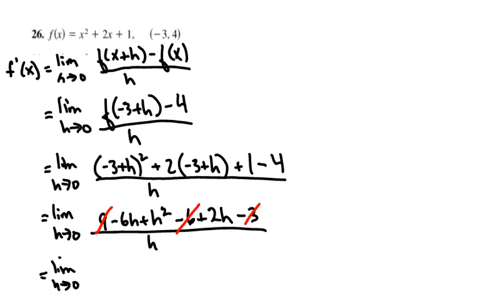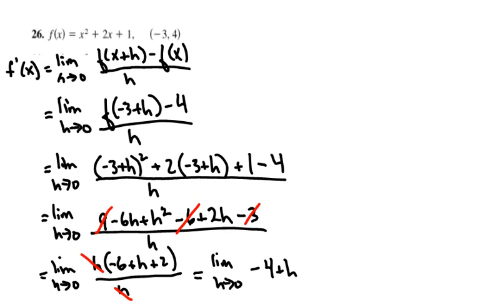When I factor out an h, I'm going to get h times (negative 6 plus h plus 2). Now I could have added the negative 6h and the plus 2h to get a negative 4h at the beginning there, but it's still going to work out to be the same here. So I get the limit as h approaches 0 of negative 4 plus h. When h goes to 0, I'm just left with negative 4.